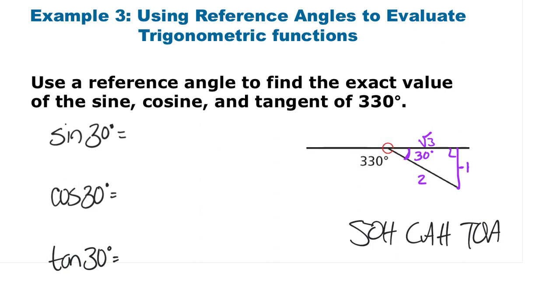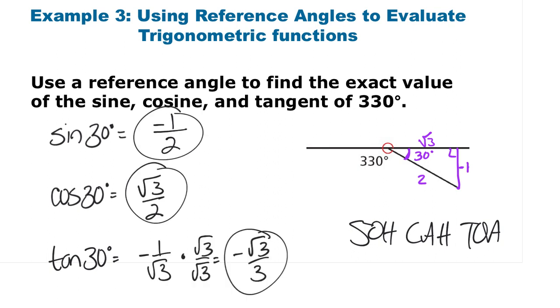Using SOHCAHTOA, the sine is going to be the opposite, which is -1, over the hypotenuse, which is 2. We can just leave it like that. Cosine was the adjacent over the hypotenuse. We can just leave it like that. It ends up being positive. Tangent, we have that -1 as the opposite, square root of 3 as the adjacent, and we have to rationalize the denominator.